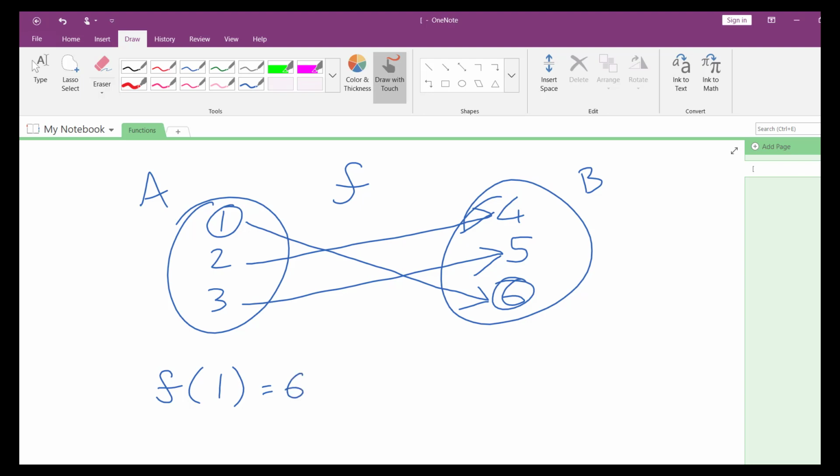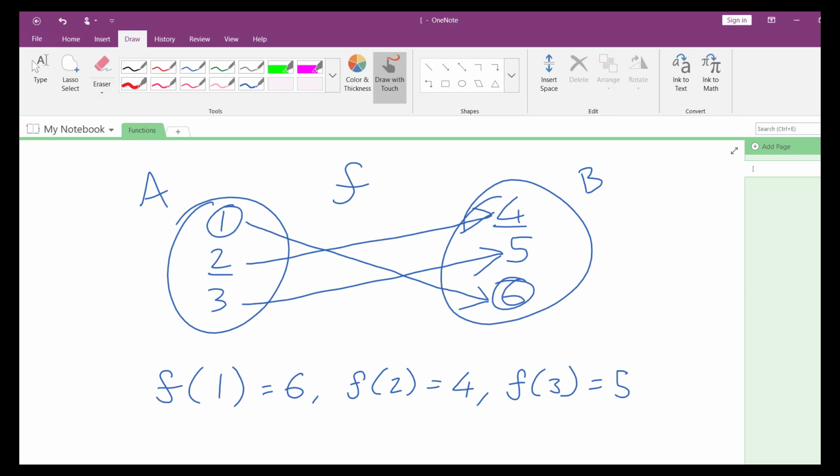And if we want to do the same thing for 2, we look at 2 and see where the arrow points, and this goes to 4. So f of 2 equals 4, and finally f of 3 goes to 5 if we follow the line. And this is basically the underlying principle behind functions.